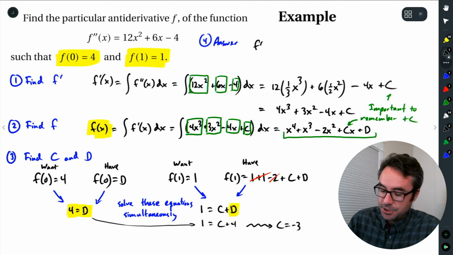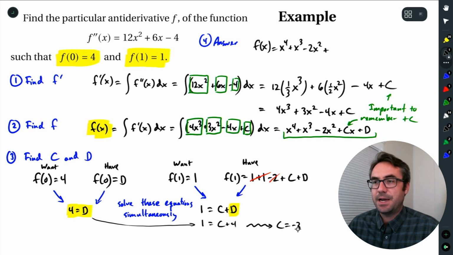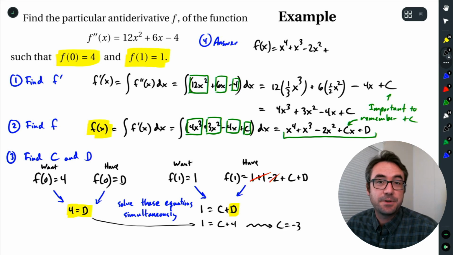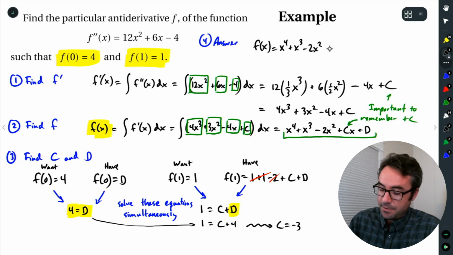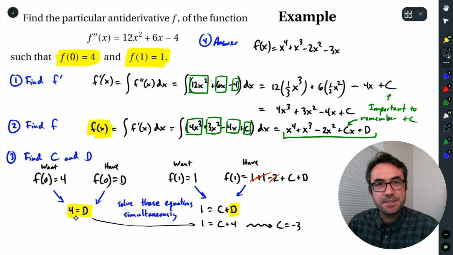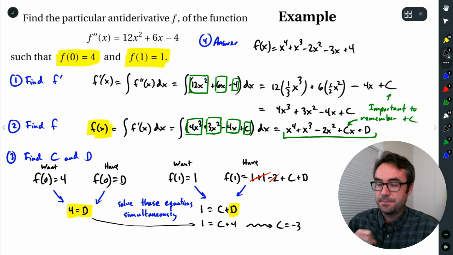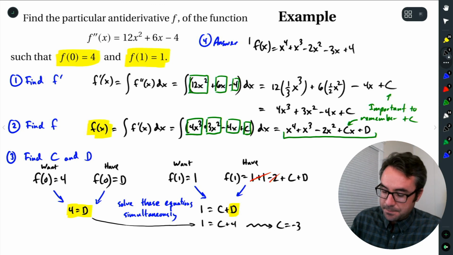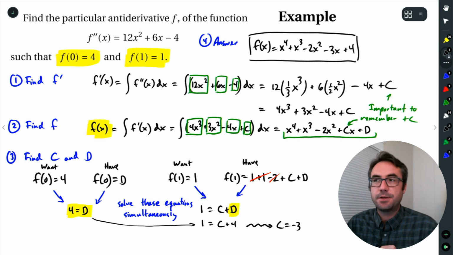So our original function, little f of x, is x to the 4th plus x cubed minus 2x squared. And instead of c times x, we actually know c is -3. So let's fill that in. So we're going to have minus 3x. And then instead of d, we actually know what d is. D is equal to 4, so plus 4. And so there we go. We have our particular antiderivative here. We've actually figured out all those arbitrary constants.